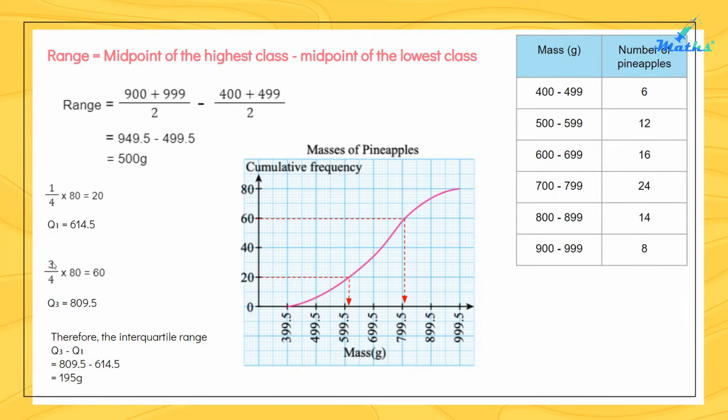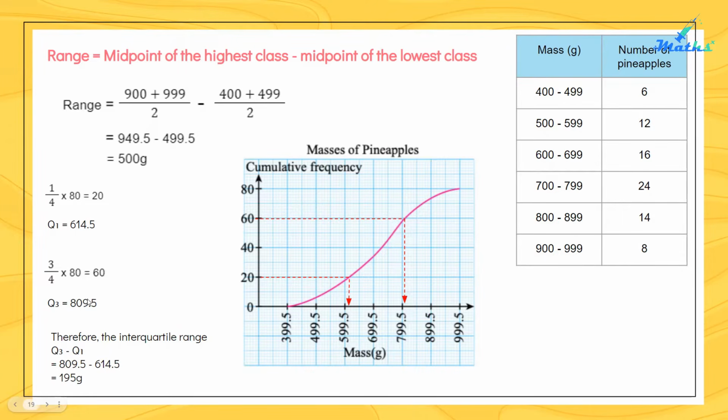For the Q3, we take 3 per 4 times 80 equal to 60. So in the graph, we draw a line at the 60, touch the graph of the line and we're going down. So this Q3 is 809.5.